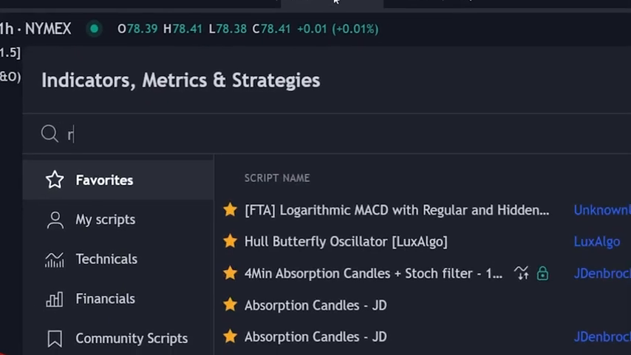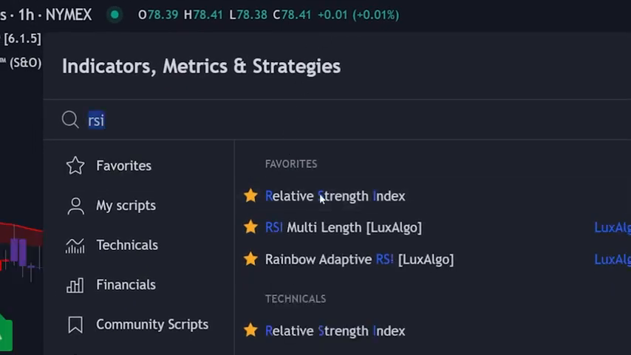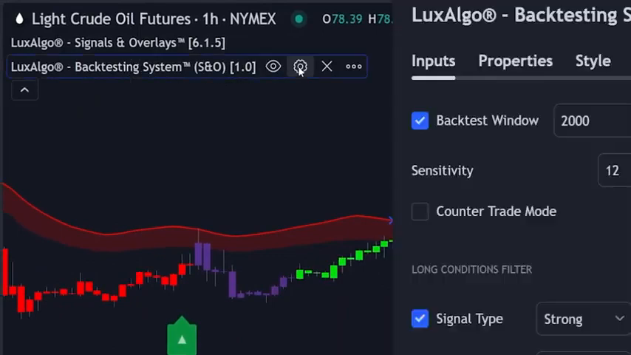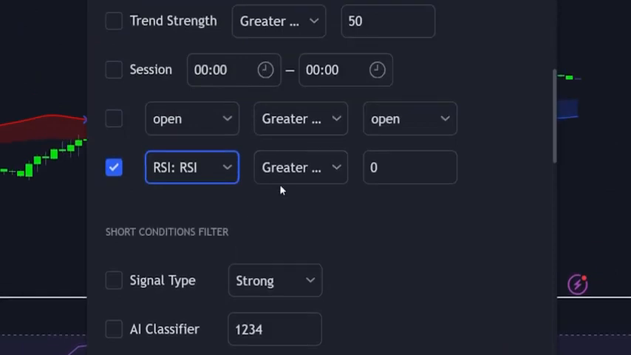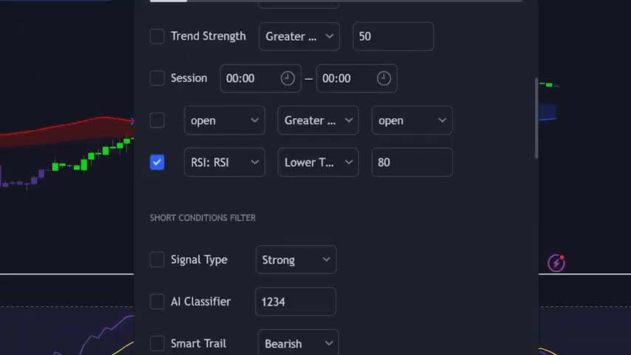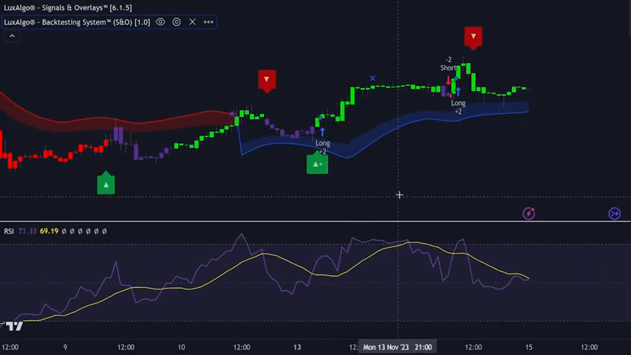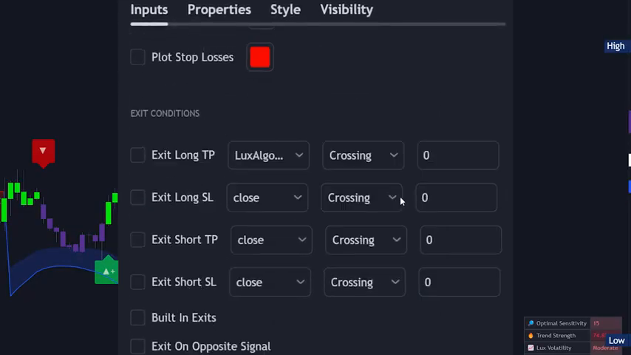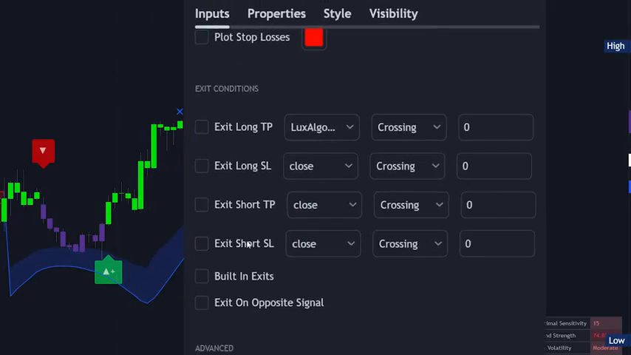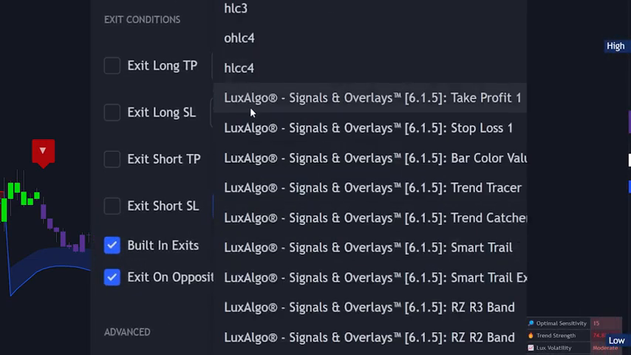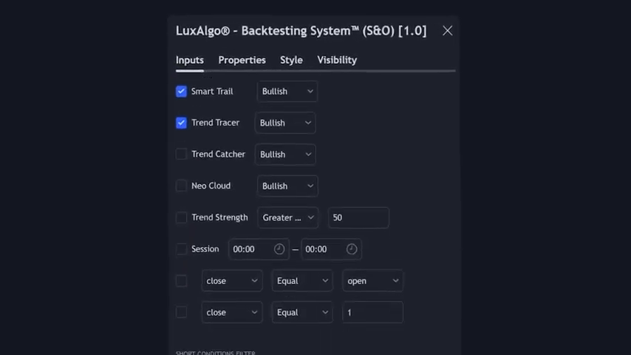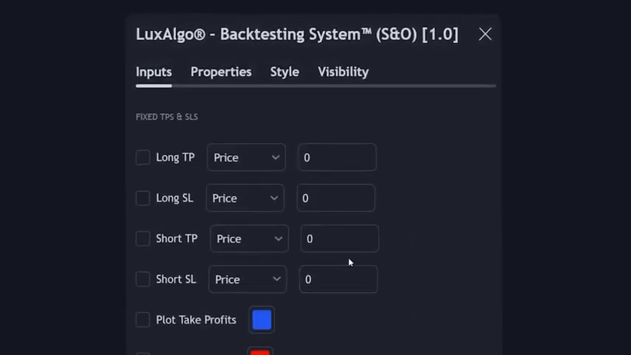You can also add external sources, so you can use any indicator on TradingView as a part of a strategy with signals and overlays. Even the RSI, for example, could be used as one of the conditions for a strategy. And going further into how you can set up strategies, you can exit trades in many different ways as well. Whether it's the built-in confirmation signal exit points, or whether it's an opposing signal triggering an exit, or even the external source conditions themselves.